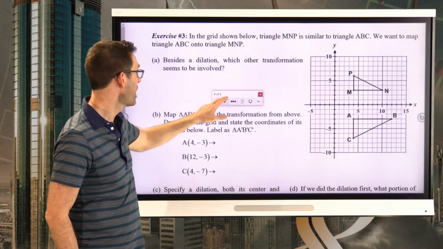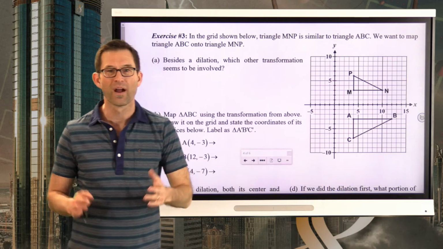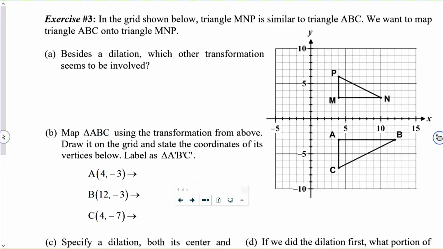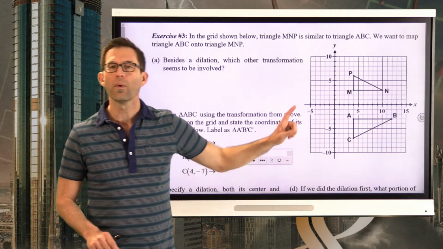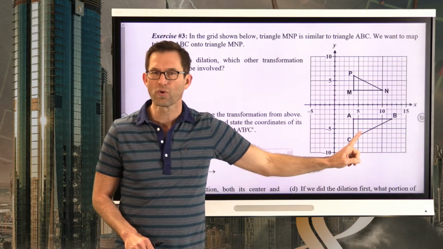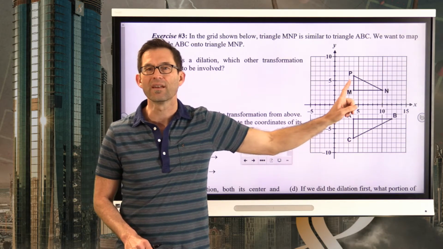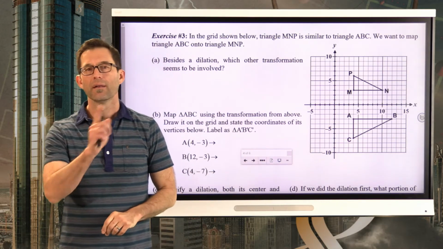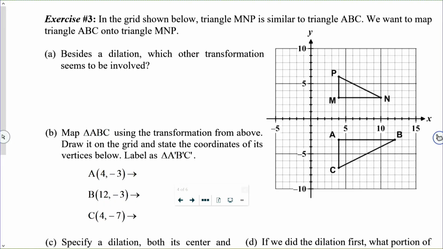Let me try to find a little spot to move that. Here we go. All right, let's take a look at exercise number 3. In the grid shown below, triangle MNP is similar to triangle ABC. We want to map triangle ABC onto triangle MNP. And let's pause for a minute just to make sure we got that. We want to map this one onto this one. So we're going to go from the bigger triangle and we're going to somehow try to get it to the smaller triangle. Letter A asks the following.